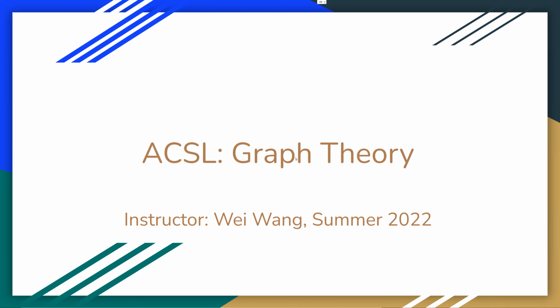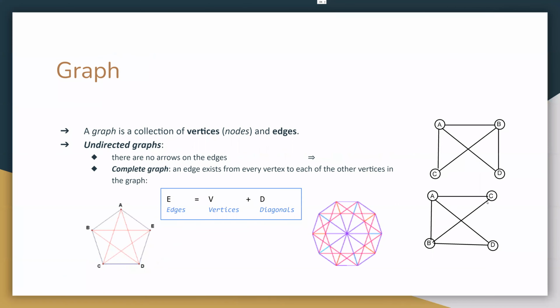But in computer science, let me see what's in the chat window. You can make things with graphs. Yep, you certainly can. Okay, in the context of computer science, this type of graph is what we're referring to. Undirected graphs and complete graphs.